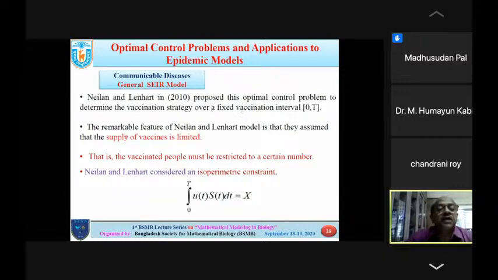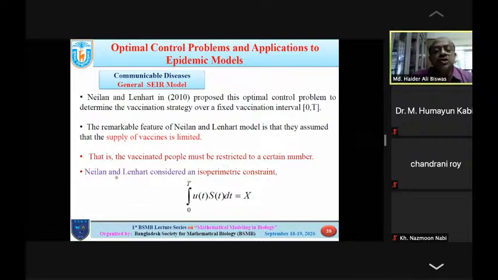But one remarkable feature of that problem was that she considered the supply of vaccine to be limited. This is sometimes unrealistic because the supply of vaccine can be huge. We may have a lot of vaccine, but there are still limitations, because there are only so many skilled nurses and doctors who can administer the vaccine properly. There are also communication limitations, because some people cannot reach remote areas. So there are different kinds of limitation, but if we want to vaccinate all the people, we need to vaccinate the whole population in a certain region. For the supply of vaccine, she used one kind of constraint.